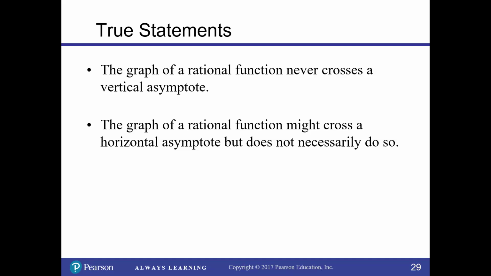The graph of a rational function might cross a horizontal asymptote, but in the long run, what it should be doing is leveling out and approaching that horizontal asymptote forever. So it's a value that we're slowly going to keep approaching. Like I said, on a small scale, initially, once you start graphing, you may cross it. Long run, we do not cross it again.